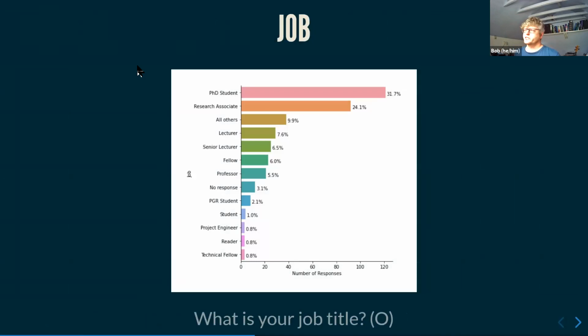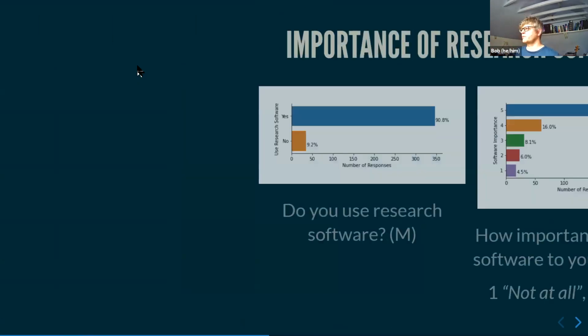I think a similar thing I have to say about the roles of the people who filled in the survey. We capture a number of traditional academic research job titles and roles here, and all we can really say is that we've covered these. Whether we've covered them proportionately or not, I'm not sure.